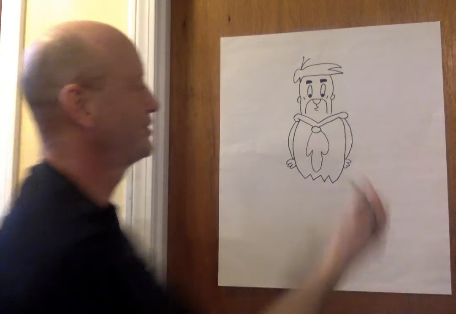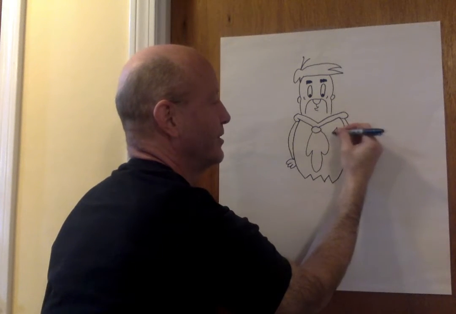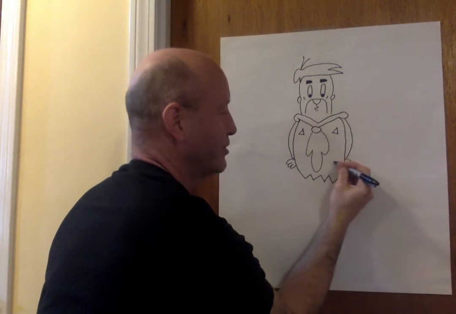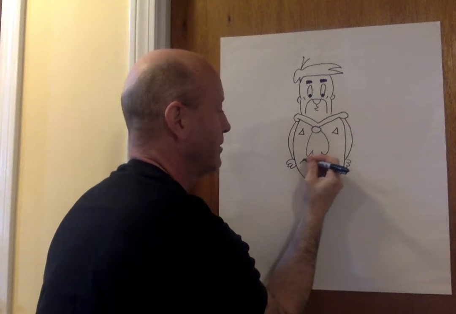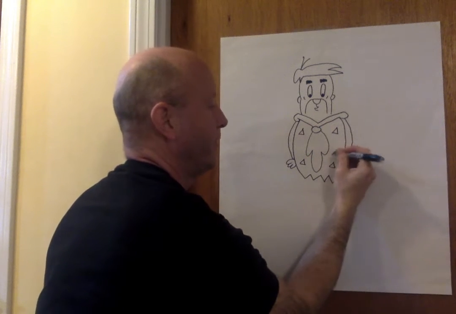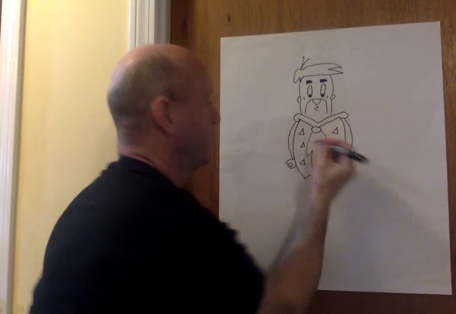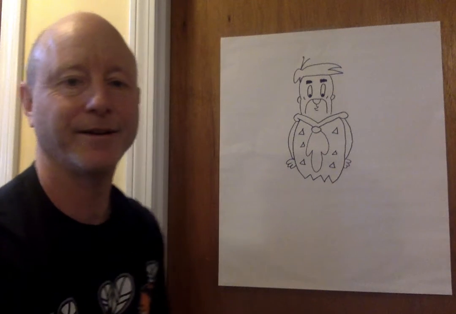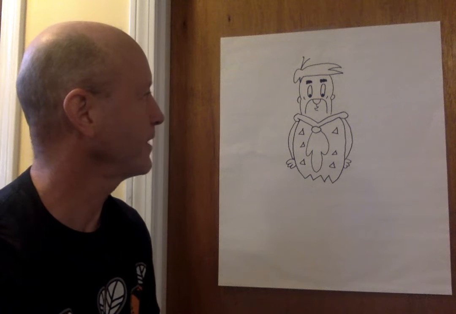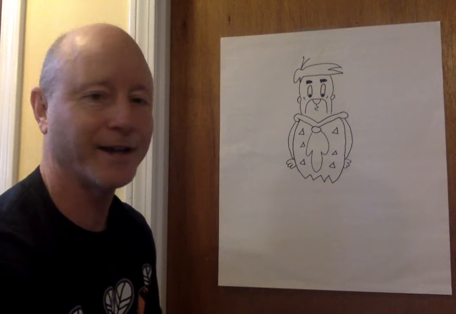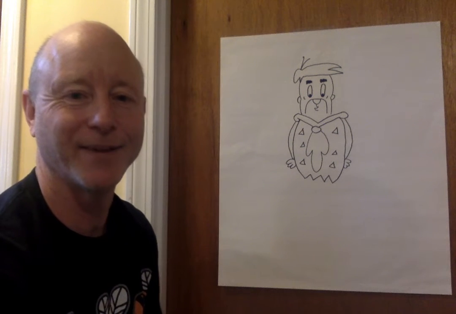Okay. On his shirt, he has triangles, so just put some triangles. You can randomly place them around his body. That's 4, maybe 5, and maybe another one there. 6. All right, so now we have his head and we have his body.